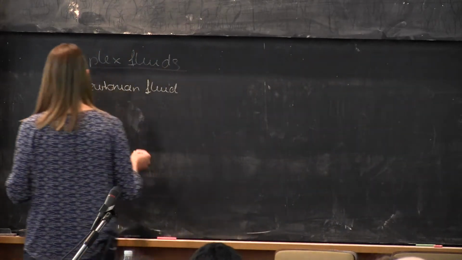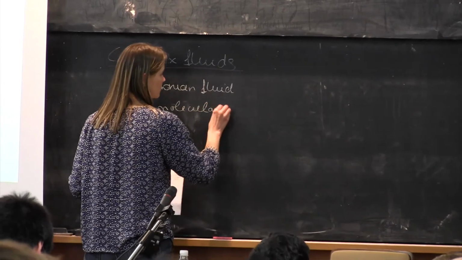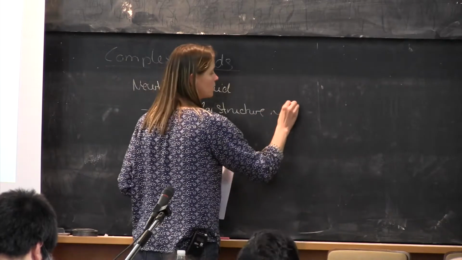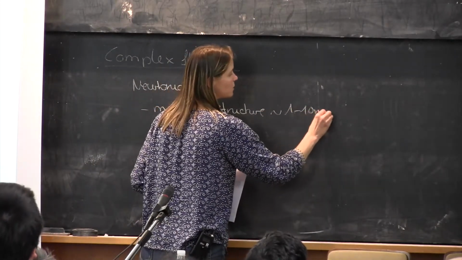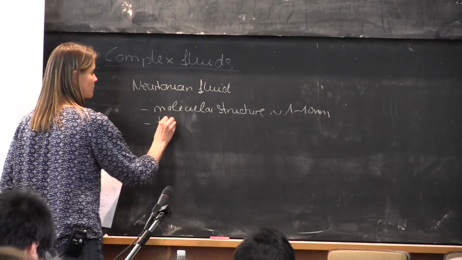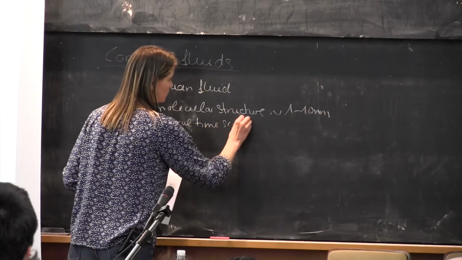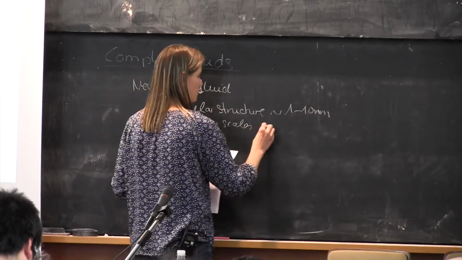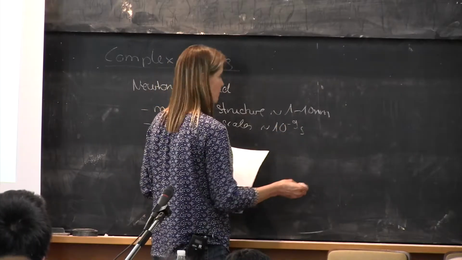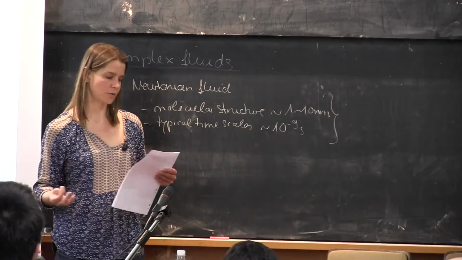So in a simple fluid, you have a molecular structure which can be, I don't know, from 1 to 10 nanometers. And this means if you have typical time scales, they will be of the order, for example, of 10 to the minus 9 seconds, so very small. So what this implies is that the flow does not change the structure of your fluid.